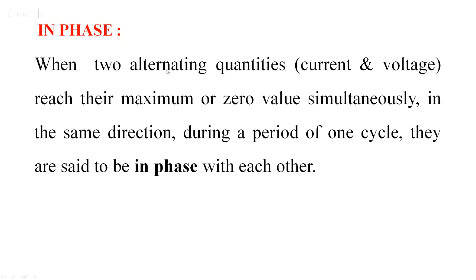In phase: when two alternating quantities, that is current and voltage, reach their maximum or zero value simultaneously in the same direction during a period of one cycle, then they are said to be in phase with each other. So the two waves have to reach the zero and the maximum values simultaneously during a period of one cycle and in the same direction. Then they are said to be in phase.